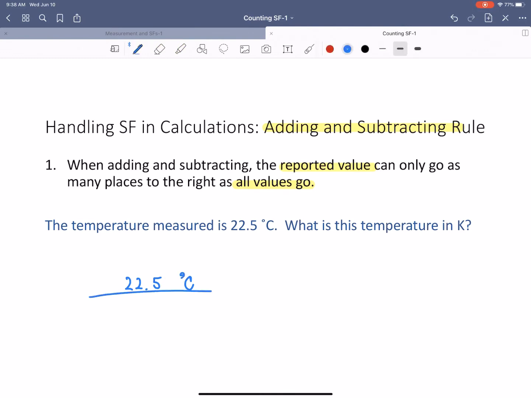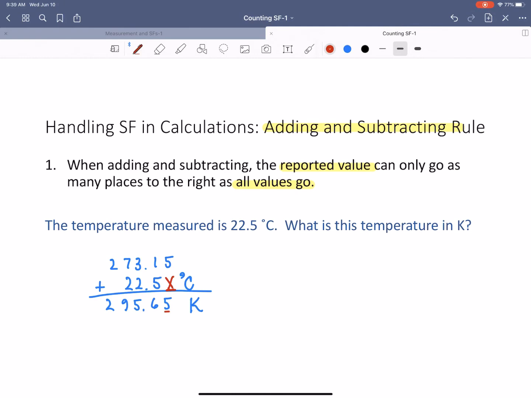But sometimes in calculations, we need to reflect this same temperature in units of Kelvin. And so the way to get from Celsius to Kelvin is to add 273.15. When we add that on the calculator, we get 295.65. But we don't really know this answer to this place because we don't know what's in the hundredths place for the measured value.